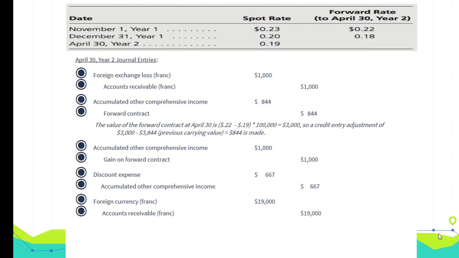Alexandria Company will take the 100,000 francs that it has collected from the foreign customer and will now deliver them to the financial institution counterparty, in other words, the counterparty to the forward contract, and will receive in exchange $22,000 in cash, in US dollars. So the accounting to reflect this is a debit to cash for $22,000. There's a credit to foreign currency reflecting the delivery of the foreign currency collected from the foreign customer. It's delivered to the financial institution counterparty, and the forward contract is now closed out. So everything balances out.